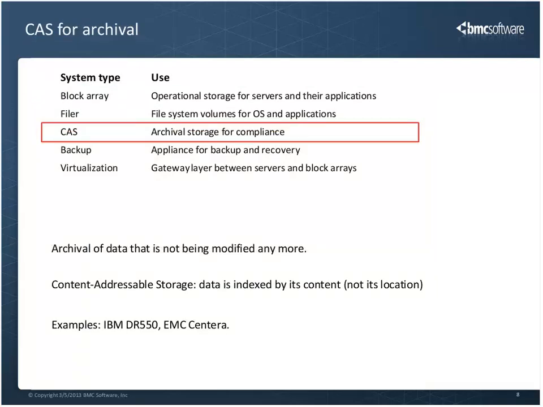The archival storage for compliance. These are used for archival of data that's not being modified anymore. So they have technology that allows you to store large amounts of data, say in the form of objects. There might be X-ray images or MRI, things like that, which are stored in a way that allows you to retrieve them later by accessing the content, as opposed to a file system where you have to know the name of the file. There are examples that I list, a couple of them, the IBM DR550 and the EMC Centera line, and these are not usually what customers are talking about when they talk about capacity.